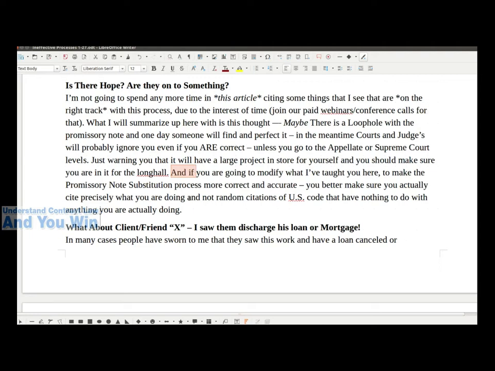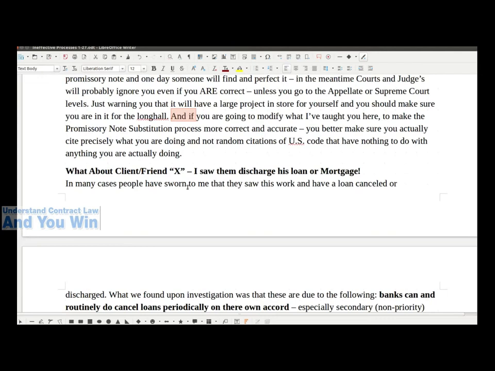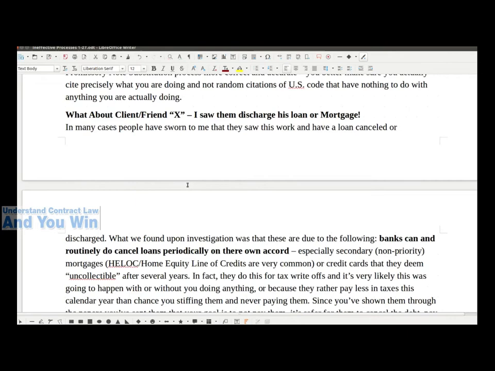And if you are going to modify what I've taught here to try this process, and you insist that this process does have standing and does have validity but has some incorrect things that were done that you could fix, then I applaud you. Go ahead and make your promissory note substitution process more correct and more accurate, and you better make sure you actually cite precisely what you are doing and not random citations of the U.S. Code that have nothing to do with your private promissory note, which is what you're actually doing. And don't mix and match a money order and a promissory note, putting some components of one and some components of the other into this. Don't mate an alien from Pluto and a horse from planet Earth together and try to create something that no one's ever seen before.